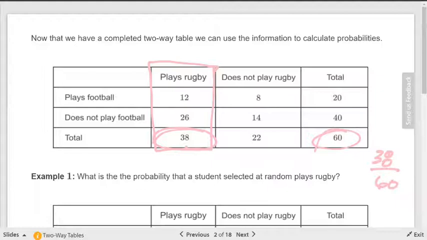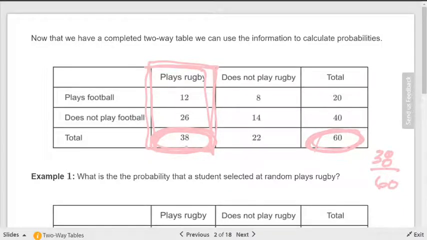And that's the way I'm going to leave it, right? Well, they want to play rugby, right? This is the column for play rugby. So what is the total number of people who play rugby? 38. Out of how many total students in the whole thing? 60. So 38 over 60.